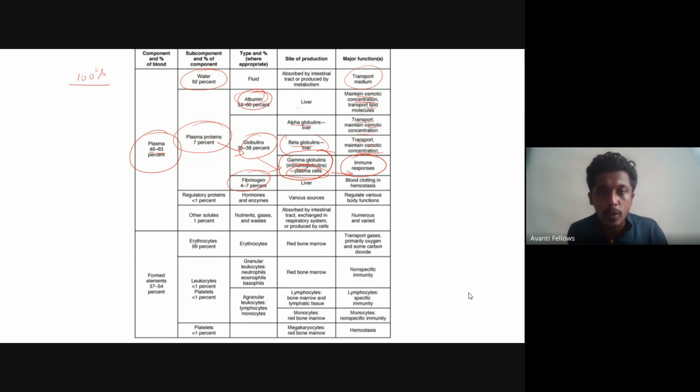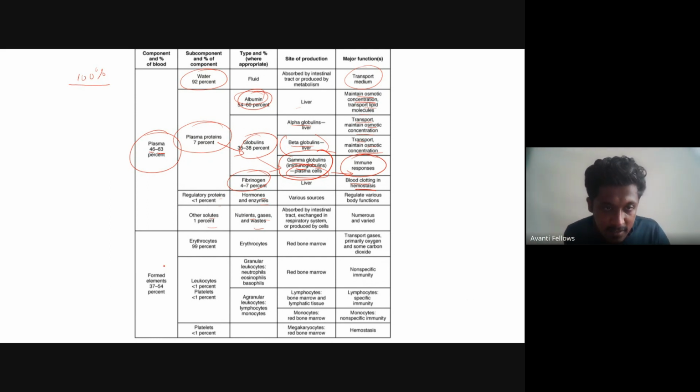The third type of protein is fibrinogen. Fibrinogen helps in hemostasis. Hemostasis is also called blood clotting, that is, stopping the blood from leaking. That is done by fibrinogens. So fibrinogens, gamma globulins, and albumins all belong to the class of proteins called plasma proteins. Clear? And we have regulatory proteins such as hormones and enzymes. Then we have other solutes such as nutrients, dissolved gases, and water. These are all general, so it's okay if we don't remember this much.